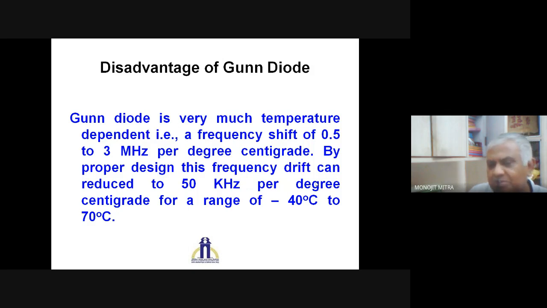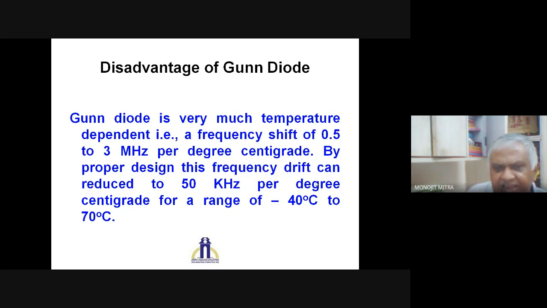Let me see, temperature rises from 30 to 31 degrees. So for every rise of 1 degree, this will be the frequency shift. But by proper design, this frequency shift can be reduced to 50 kilohertz. From 3 megahertz, it can be reduced to 50 kilohertz. But for that, you need some special circuitry, and then the device can operate. And when you want to get the deviation of 50 kilohertz per degree centigrade rise, then the range within which you have to operate is minus 40 to 70.